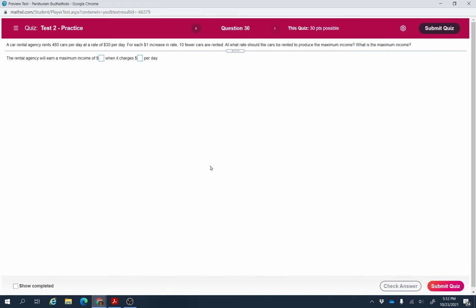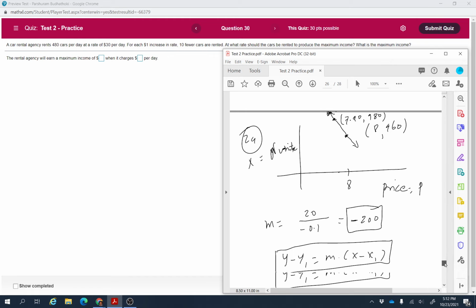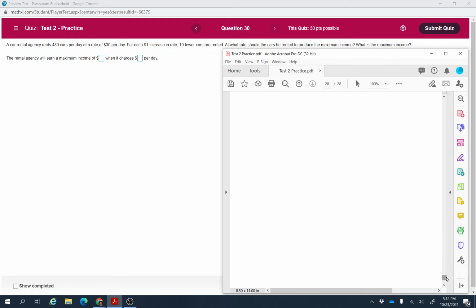The very last problem, a car rental agency rents 480 cars per day. This is a very similar problem to problem 29. You have to find the relation between the price and number of cars. I'm going to show you the relation. After that, I will leave you to do the problem. Okay, so this is the last problem. There is a price of the car, let's say that is P, and there is a number of rents, that is X.